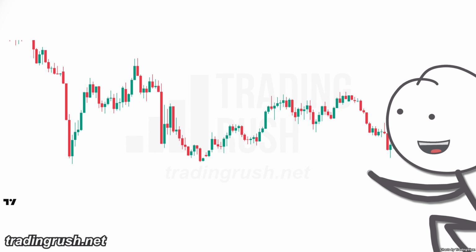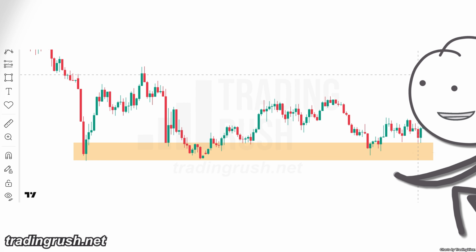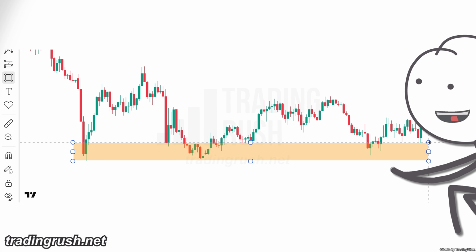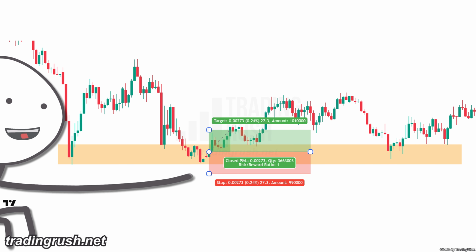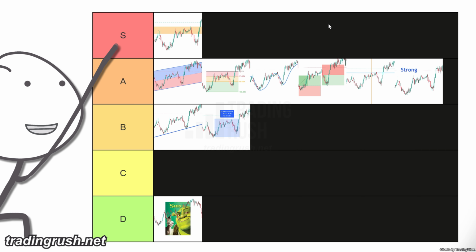Number 1. One of the most used tools in my entire 8 to 9 years of trading journey, which I use to draw support, resistance, and other important price zones, is the rectangle area tool. Since support and resistance are areas, and not a single line, this area tool is almost always on my charts. Since I also take trades when the price comes inside these support and resistance areas, and then set stop losses on the other side of it, it's one of the tools that directly helps make a profit. So, I will put it in the S tier.